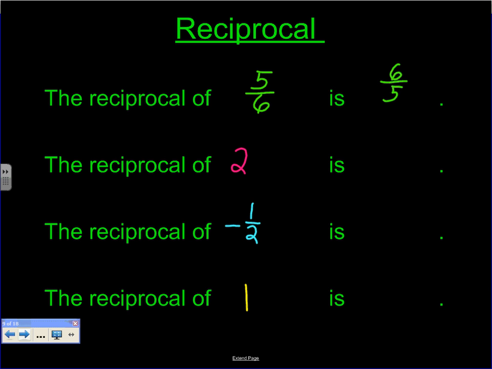Look at the next one. The reciprocal of 2 is, well, in the first example, we had 5 over 6. It was a fraction. In this one, we do not have a fraction. I guess we kind of do have a fraction. You just have to make it into a fraction. So it's going to be 2 over 1. So 2 is equal to 2 over 1, and the reciprocal of 2 over 1 is 1 over 2.